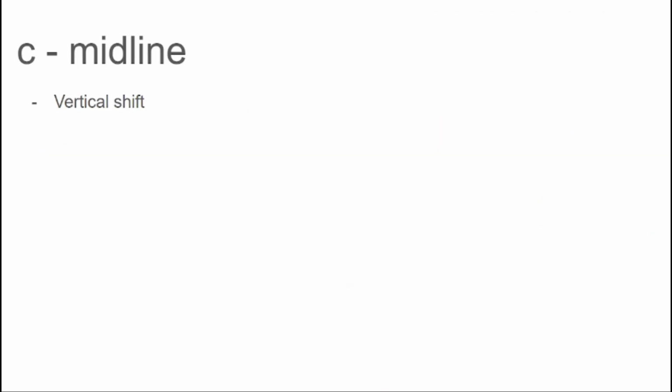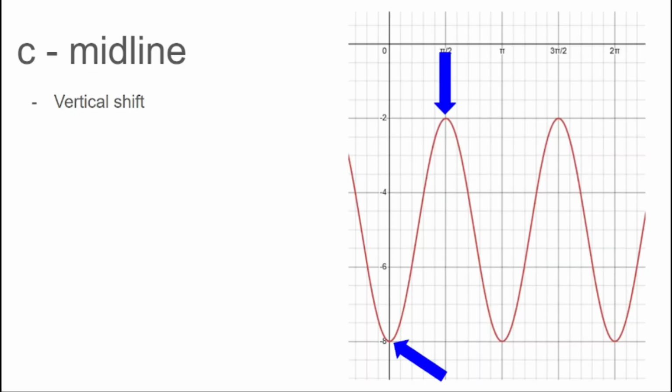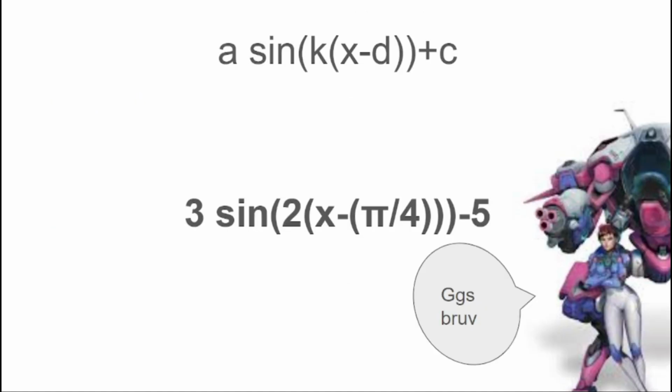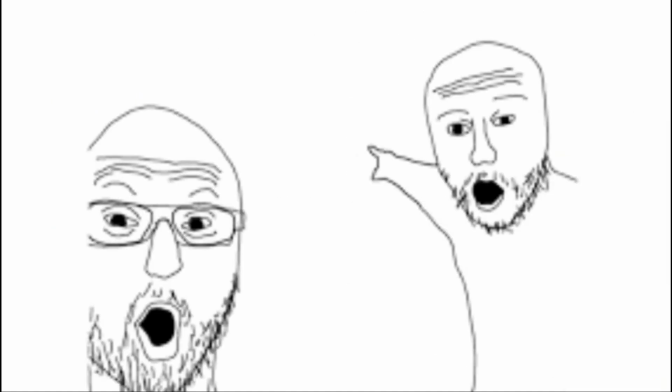C, the midline. It's quite important. It also uses max and min, just like our amplitude. But you're gonna add these values together instead of subtracting, divide by 2, and that's your C. That's a GG. The last thing to know is the trig identities.